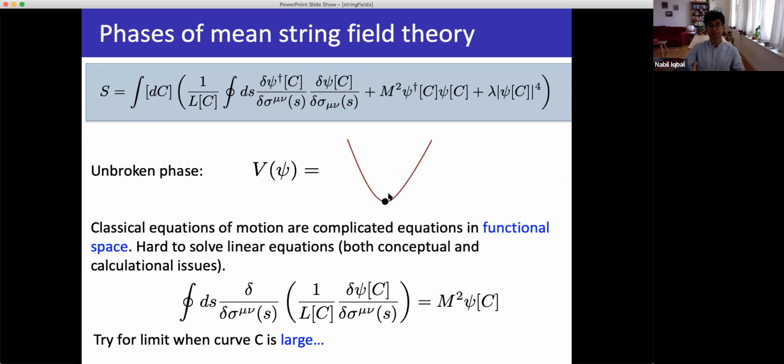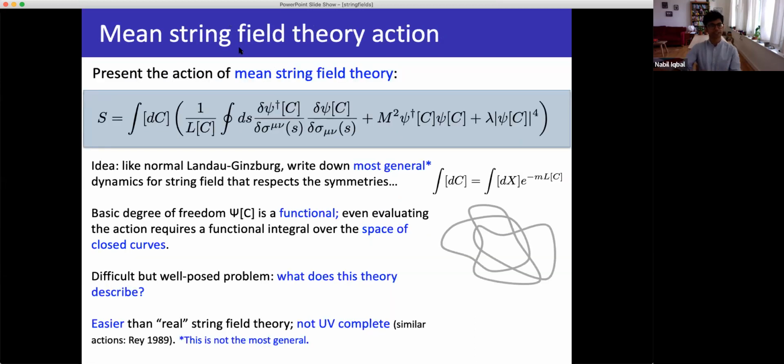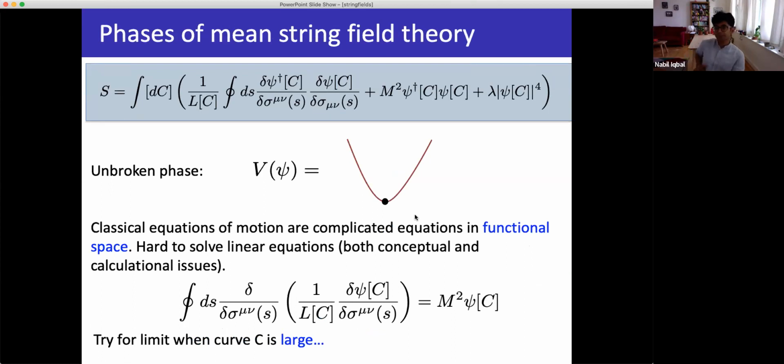So now let me describe the different phases of mean string field theory. By the way, it's called string field theory because it's non-perturbative in the creation of strings, and it's mean string field theory because it's really an effective theory. Okay. Let me now tell you about the phases of mean string field theory.